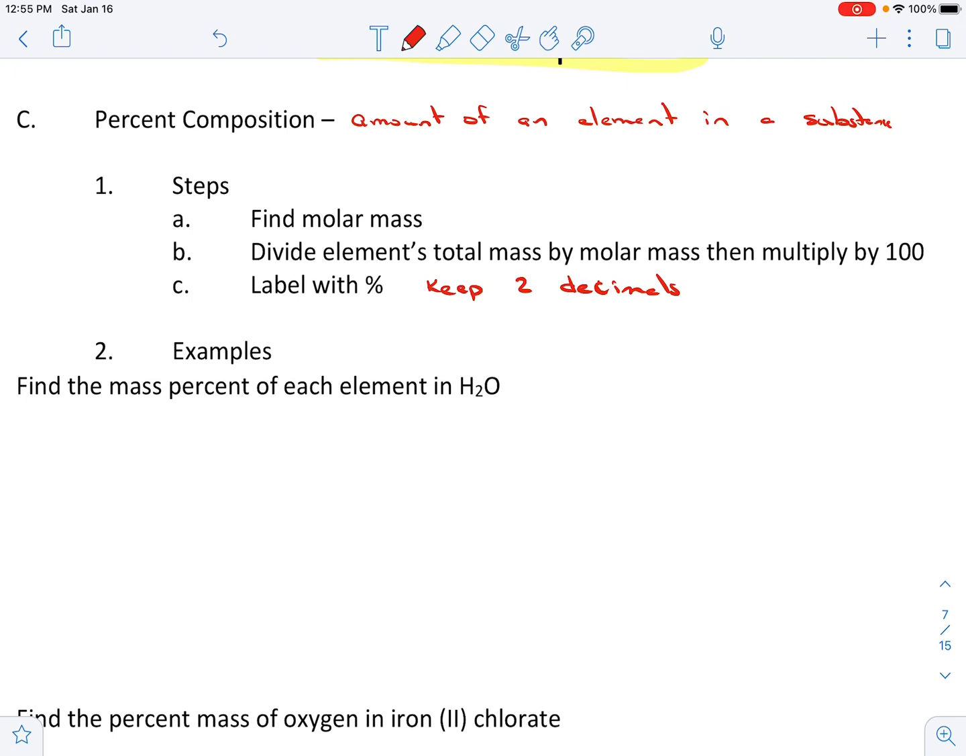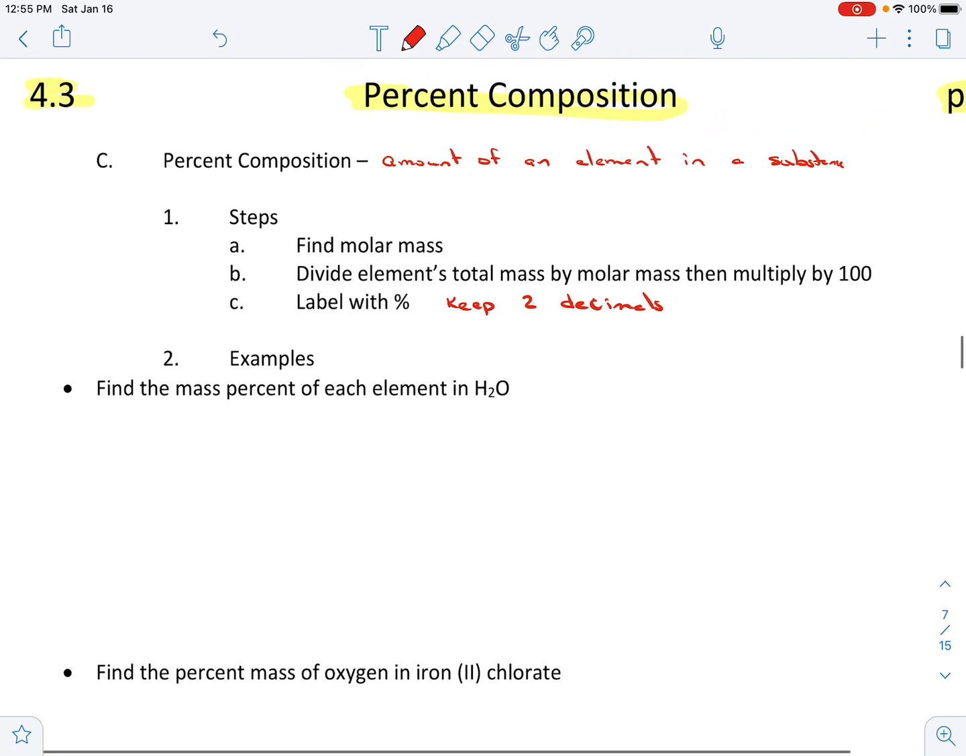So let's see if we can do a couple of examples. And yes, we have already found the molar masses of these elements, but I kind of want to review with you on that. So our first step, remember, we need a periodic table and a calculator handy so we can do this. So let's go ahead, and we're finding the mass percent of each element in H2O. So that means we've got to first find our molar mass. So we have H2O, so we have H and O.